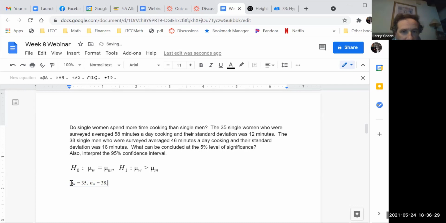So we know that. We have the mean, we have the standard deviation. So I'm not going to write it out because it says basically is that we can say that the X bar sub W is 58 and S sub W is 12. And similarly, X bar sub M is 46 and S sub M is 16. Any questions on that?